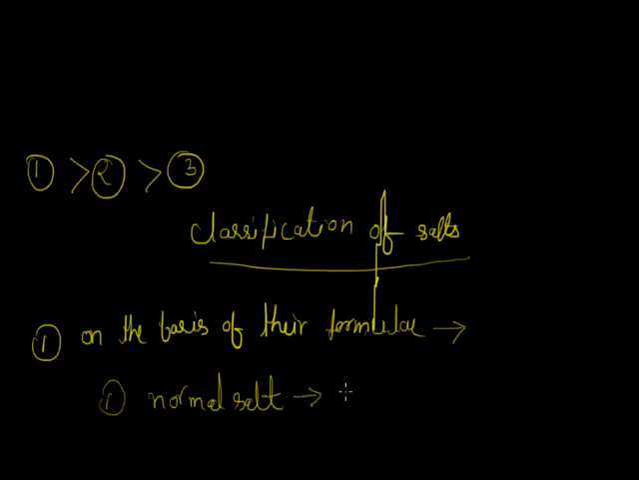Salts which neither contain H+ nor contain OH- are termed as normal salts. These salts are obtained by the complete neutralization reaction. Example: HCl reacts with NaOH. It gives NaCl plus H2O. Here the neutralization reaction is complete and NaCl is termed as a normal salt.